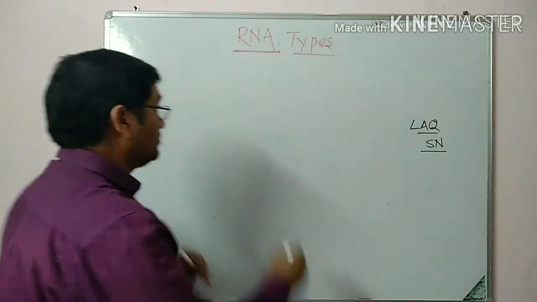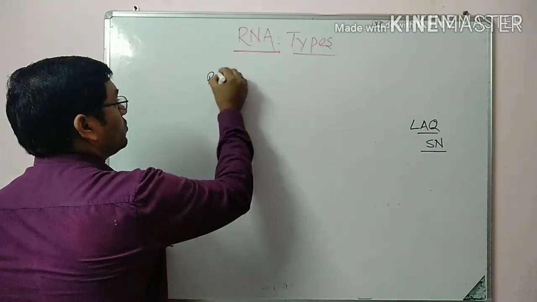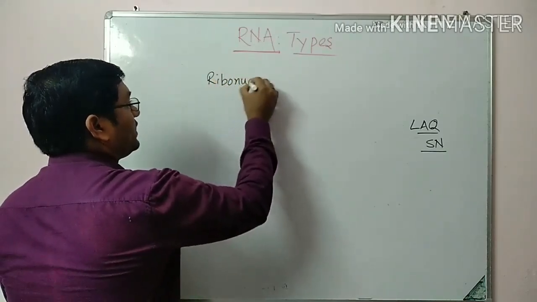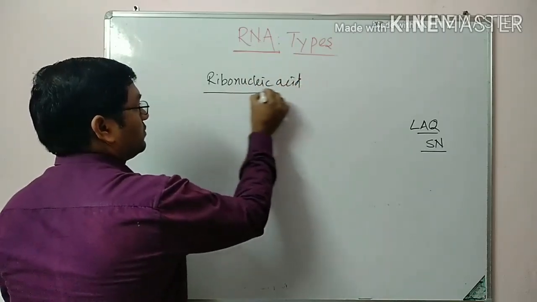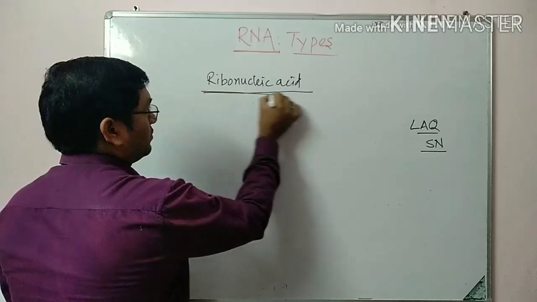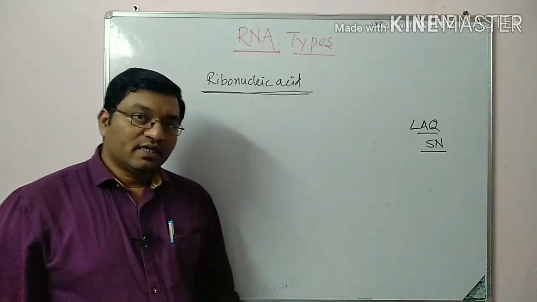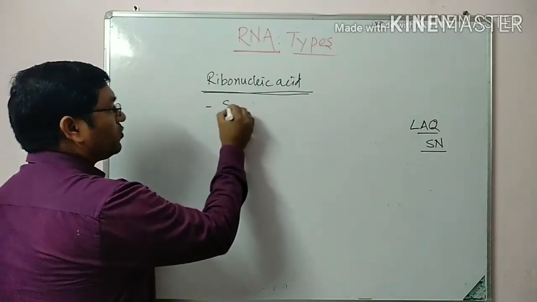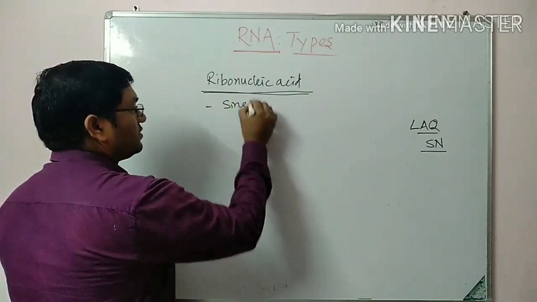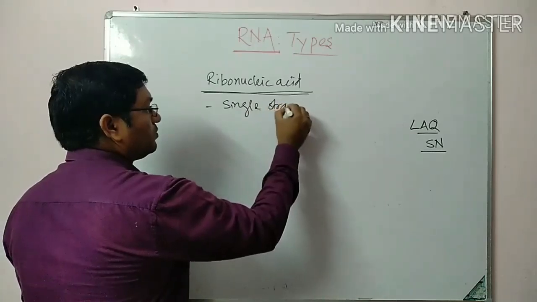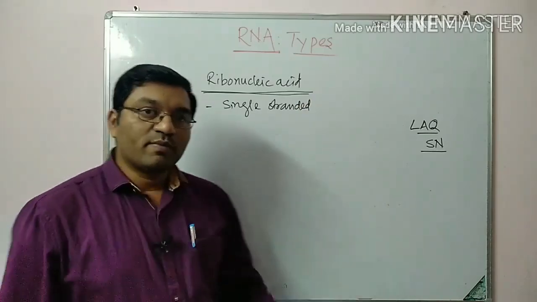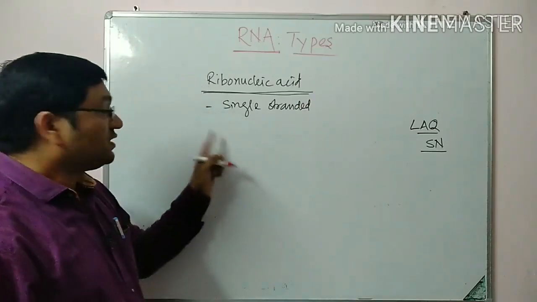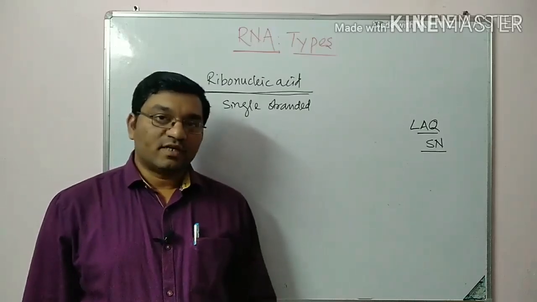Ribonucleic acid. As compared to DNA, it is a single-stranded molecule. In some places, due to the complementarity between the bases, it appears like a double-stranded molecule.